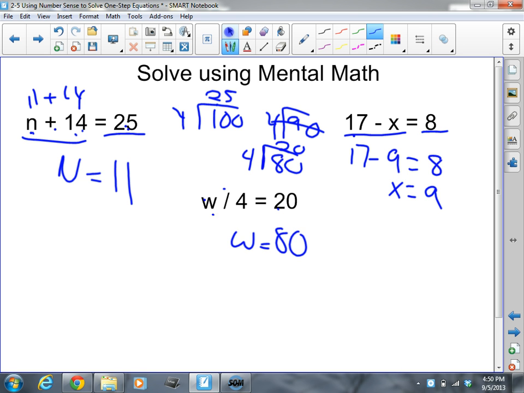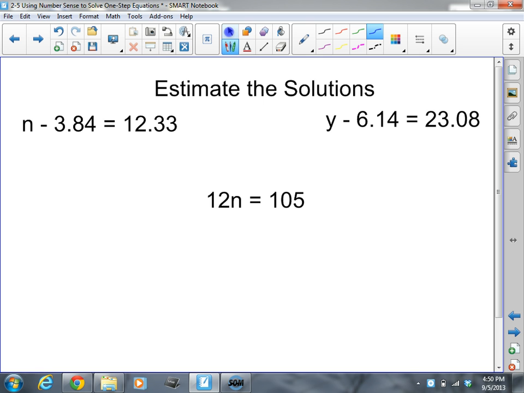When I put 80 in for w, this becomes a true statement, and that's the goal. So we solved this just using mental math. I just guessed. I tried some things, and it worked out. The last step the book wants you to take is estimating solutions.